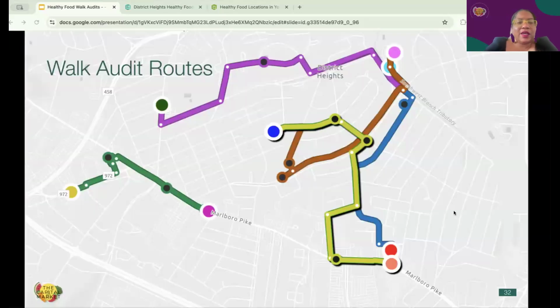So this is actually a visual display of the 5 walking routes that we conducted in the city of District Heights. Each of the routes were about a mile long, and it would take us maybe about an hour and a half to 2 hours to fully walk the route.